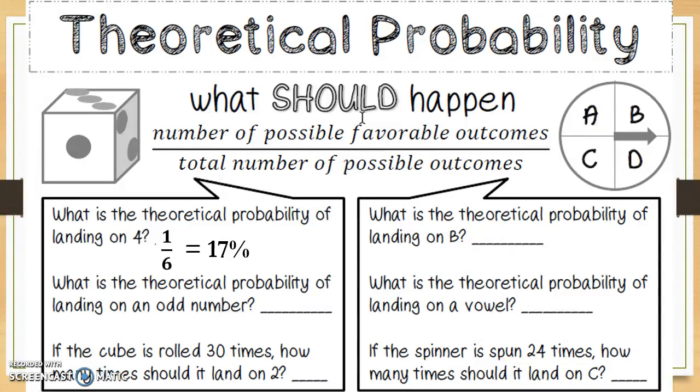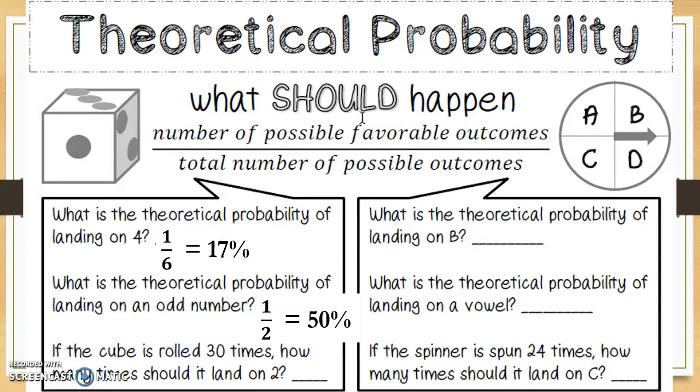What's the theoretical probability of landing on an odd number? So let's count up the odd numbers on the dice: 1, 3, and 5. So that's 3 numbers out of 6 total, which simplifies to a half. So there's a 50% chance of rolling an odd number, which makes sense because there's more odd numbers.